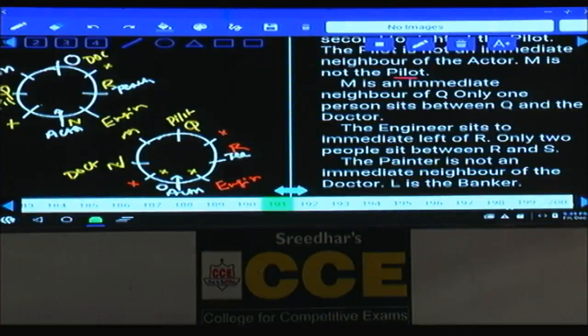Only two people between R and S. As only two people are between R and S, 1, 2, S must be here. S must be either at this place, not possible, hence S must be here.